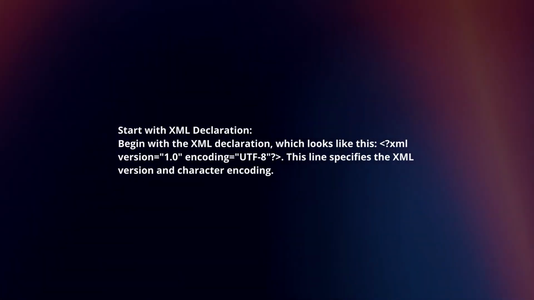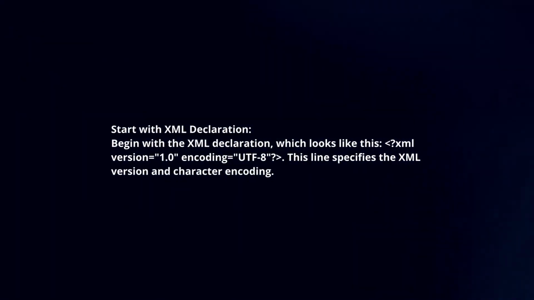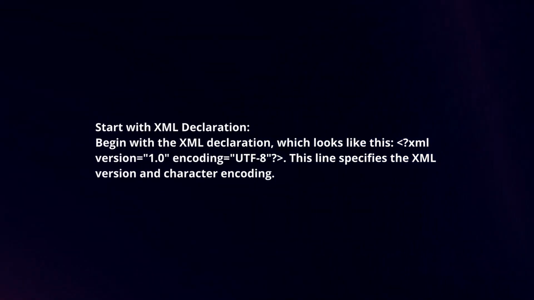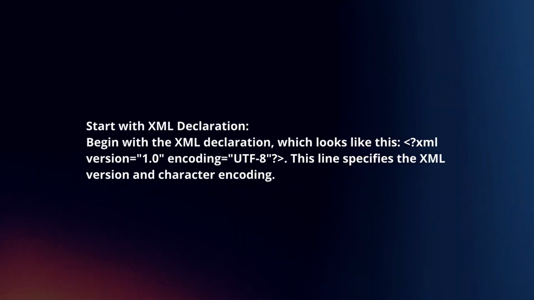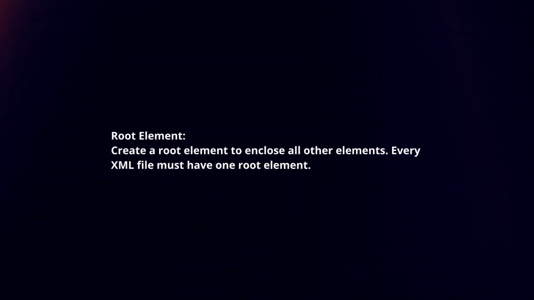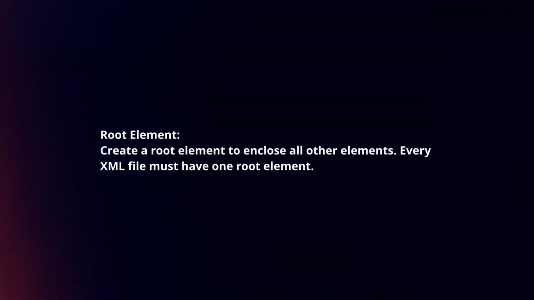Start with XML declaration. Begin with the XML declaration, which looks like this. This line specifies the XML version and character encoding. Root element. Create a root element to enclose all other elements. Every XML file must have one root element.